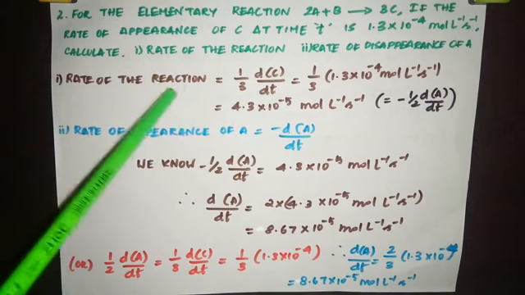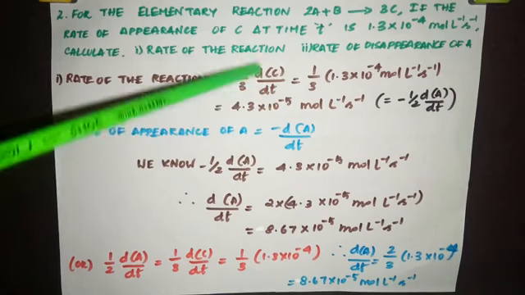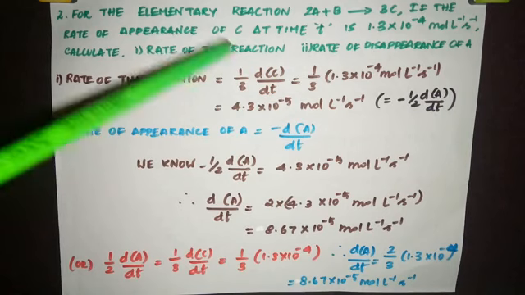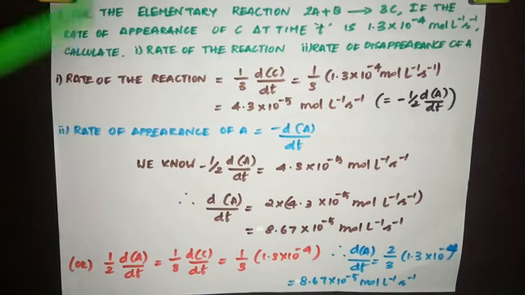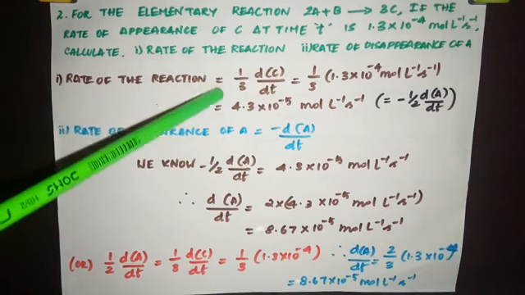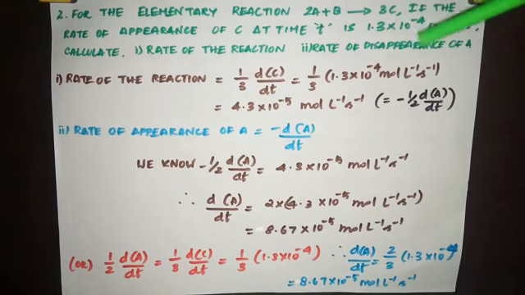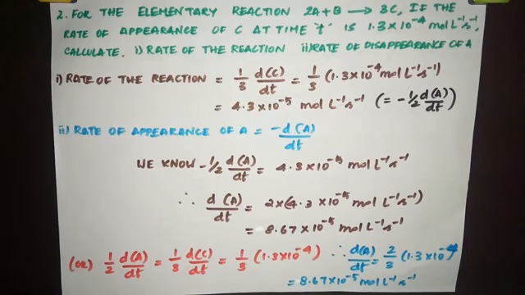So now the rate of the reaction is equal to 1 by 3 dC by dt. So that gives you the rate of the reaction in terms of the rate of appearance of C. And what is the rate of appearance of C here? dC by dt, which is already given in the question. So the rate of the reaction is equal to 1 by 3 into 1.3 into 10 to the power minus 4 mole liter inverse second inverse. So that gives you a value of 4.3 into 10 to the power minus 5 mole liter inverse second inverse. Now we know the rate of the reaction.